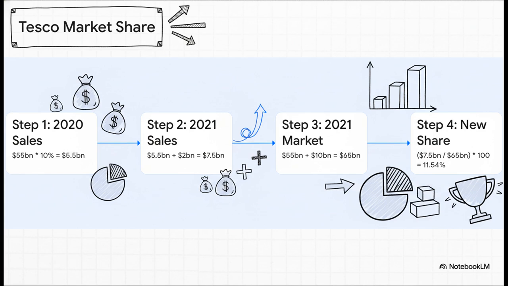Step 3. We also need the new total market size. The market grew by $10 billion, so the new total is $65 billion. Step 4. Finally, to get the new market share, we use the formula: the firm's sales divided by the total market sales times 100. So that's $7.5 billion divided by $65 billion times 100, which gives us 11.54%. So in this case, both their sales and their market share went up. That's a really strong performance.